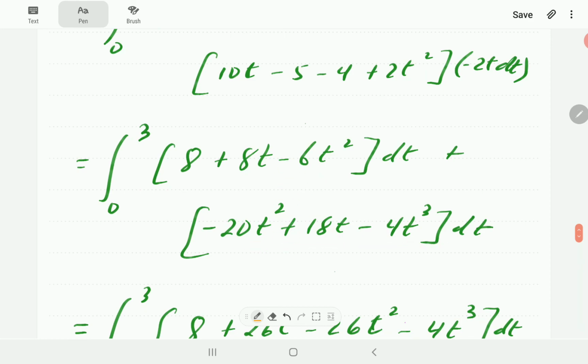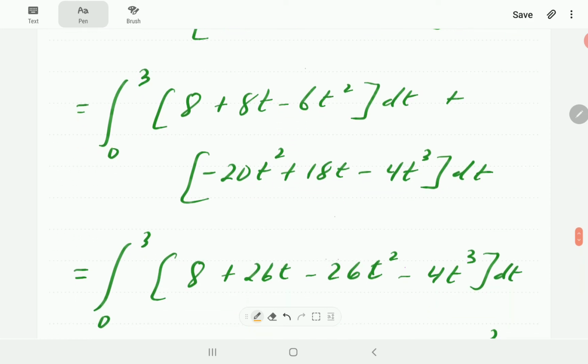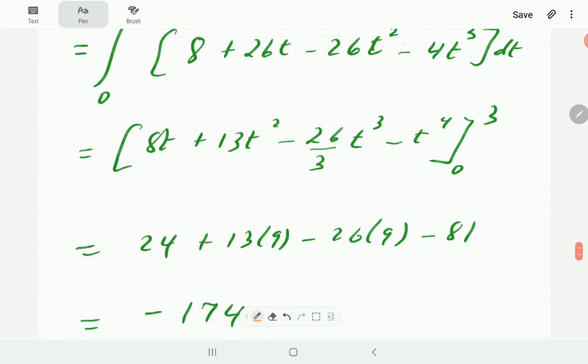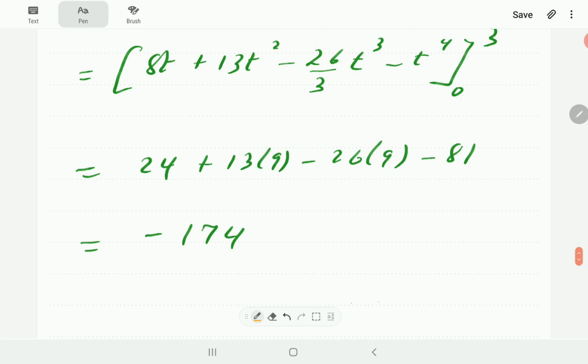Then we can combine these two now. If we start with the constant, it's going to be 8. Then the t terms are going to be 8 and 18, which is 26. The t squared term is minus 6 and minus 20, which is minus 26. And then that's going to be the only t cubed term. Integrate, substitute, and so our work done is going to be negative 174.